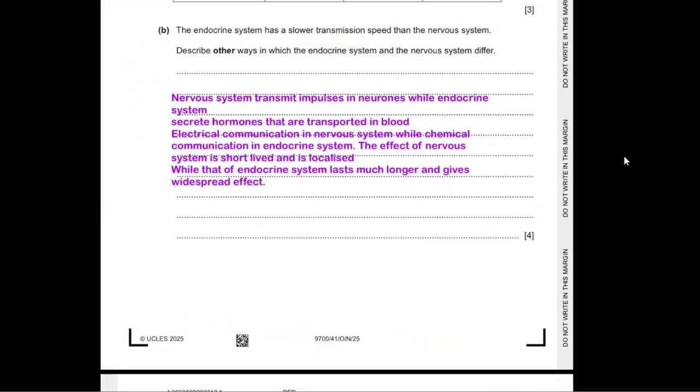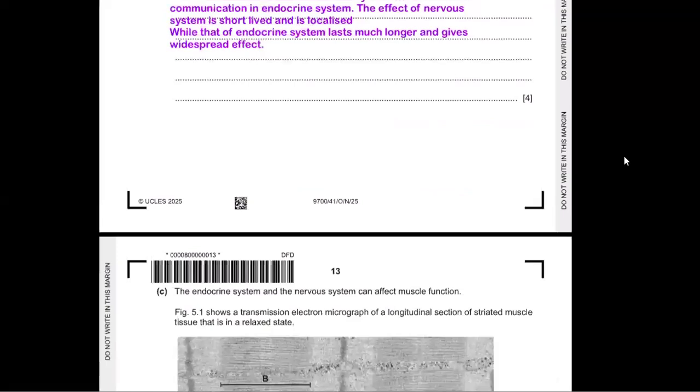Describe other ways in which they differ. So the nervous system transmits through the neurons, whereas the endocrine system is not using neurons. They secrete hormones directly into the blood and transport them in blood. Electrical communication in the nervous system, whereas chemical communication in the endocrine system. The effects of the nervous system are short-lived and more localized, while the endocrine system's effects are much longer and give a widespread effect across the body.